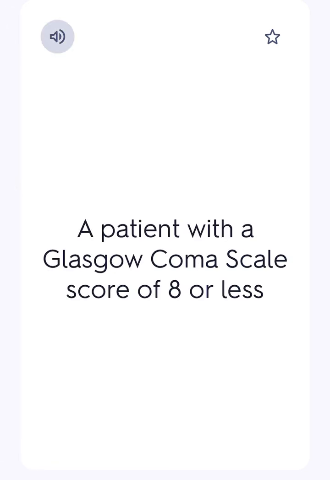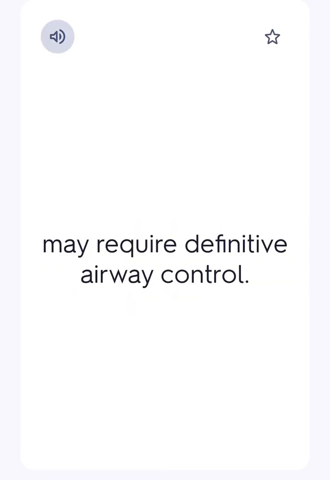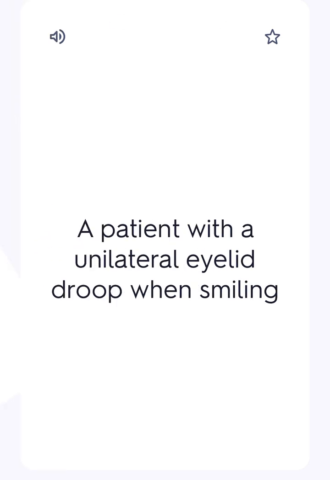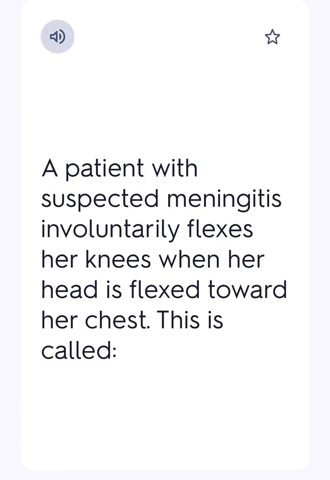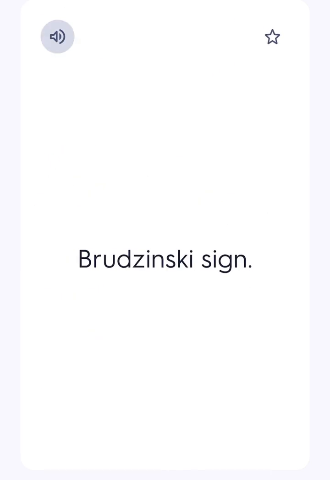A patient with a Glasgow Coma Scale score of 8 or less may require definitive airway control. A patient with a unilateral eyelid droop when smiling may be experiencing Bell palsy. A patient with suspected meningitis involuntarily flexes her knees when her head is flexed toward her chest. This is called Brudzinski sign.